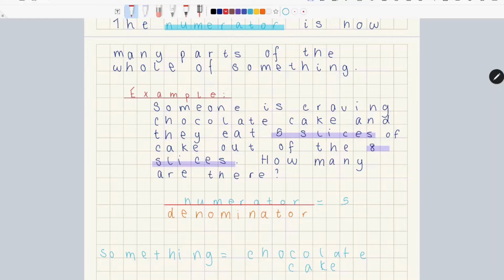And don't forget your vinculum. That's an important part of your fraction. And how many slices were there together? And this would be your denominator. If we read the question, the person ate 5 slices out of the cake, out of the 8 slices that were cut in the cake. So there are 8 slices all together. And this person ate 5 slices. Therefore, your fraction is 5/8.